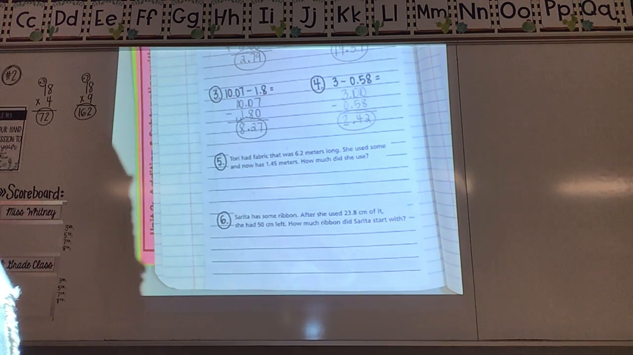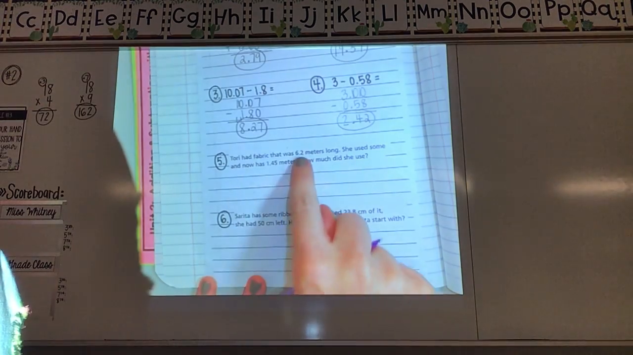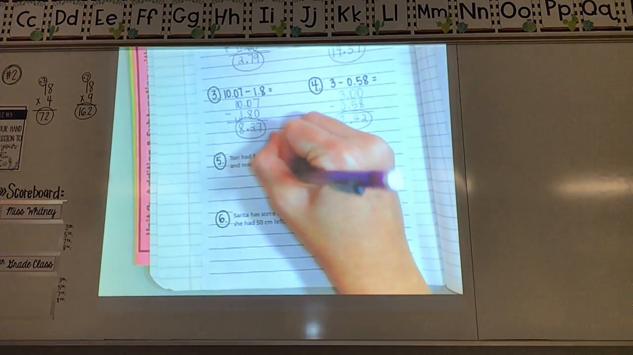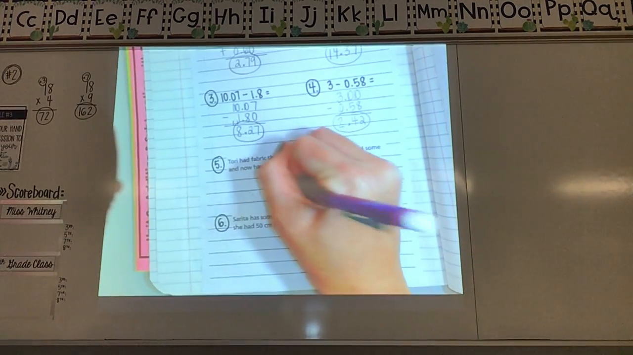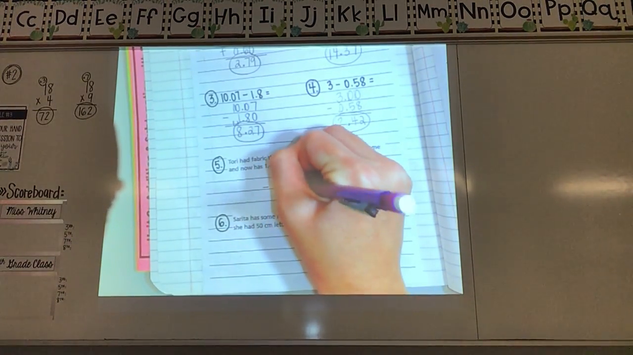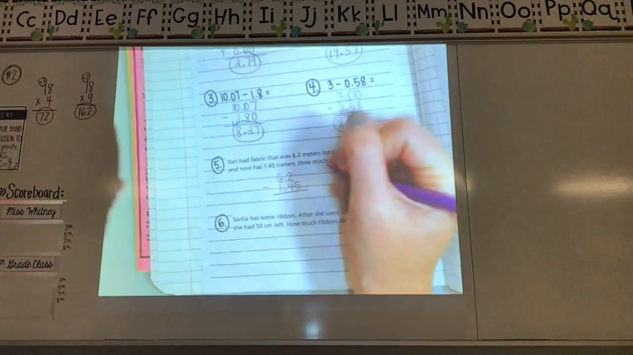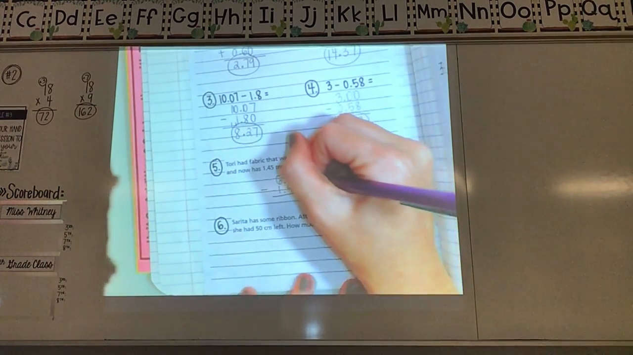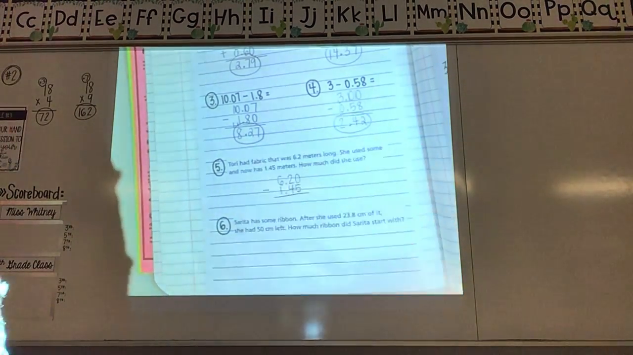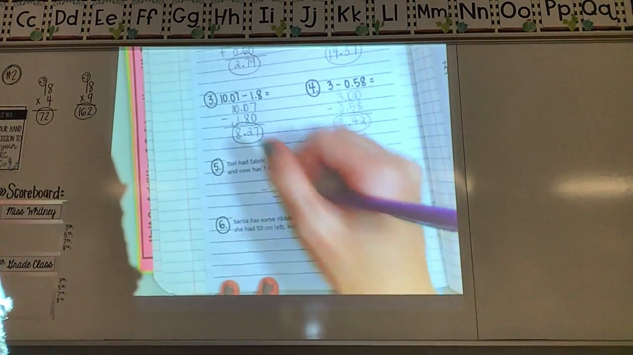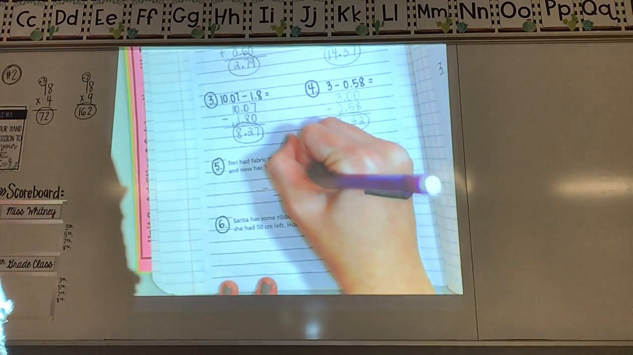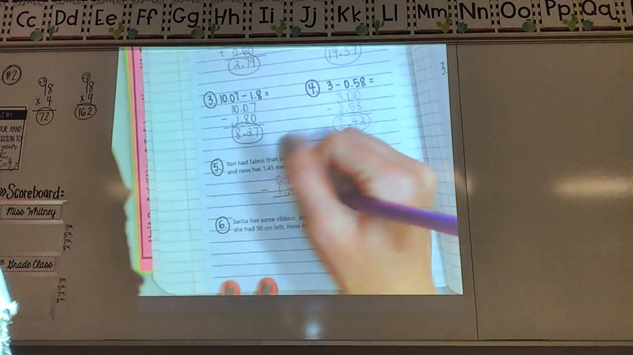Well, to do that, I'm going to subtract. So putting my big number on top, 6.2 minus, being careful to line up my place values very nicely so my decimals are lined up. I have a blank spot, so I'm going to fill that in with a 0. And now I'm ready to go. 0 minus 5, I cannot do that, so take 1, give 1. 10 minus 5 is 5.